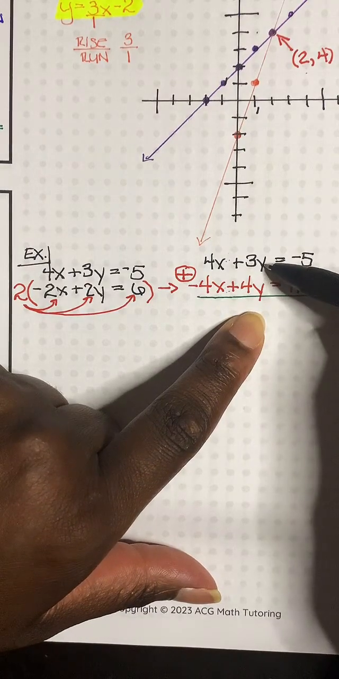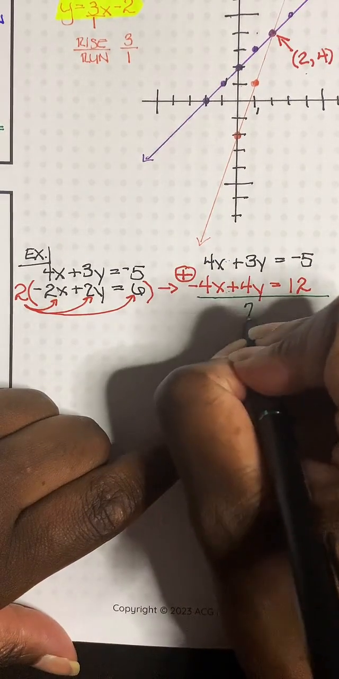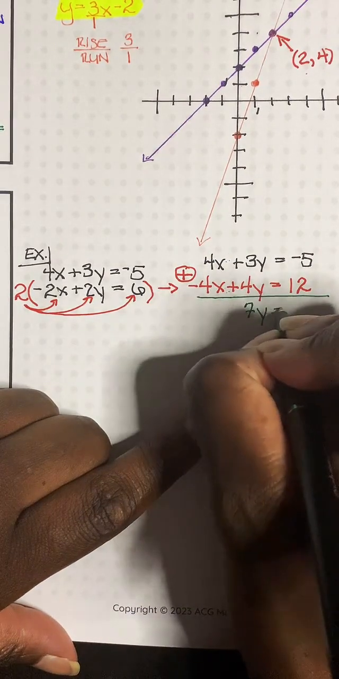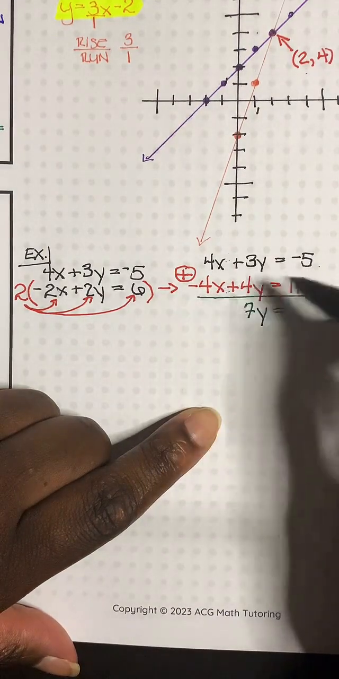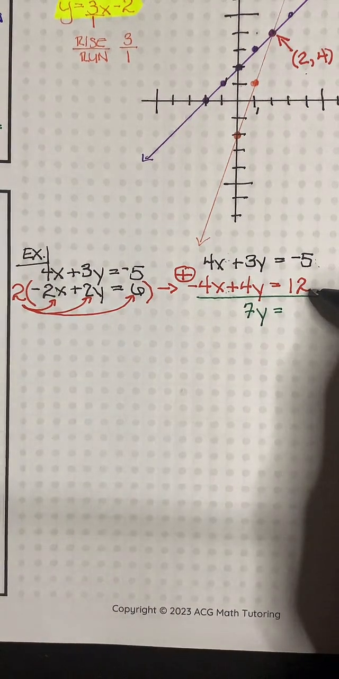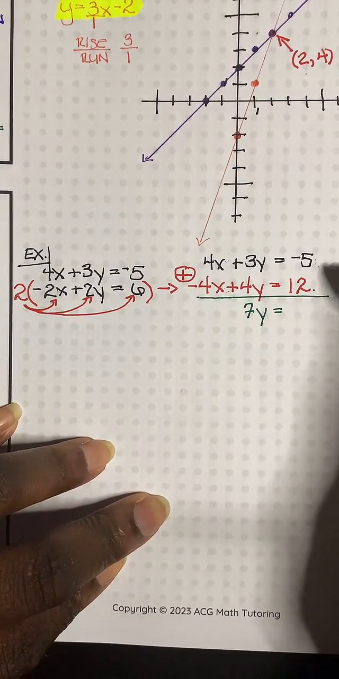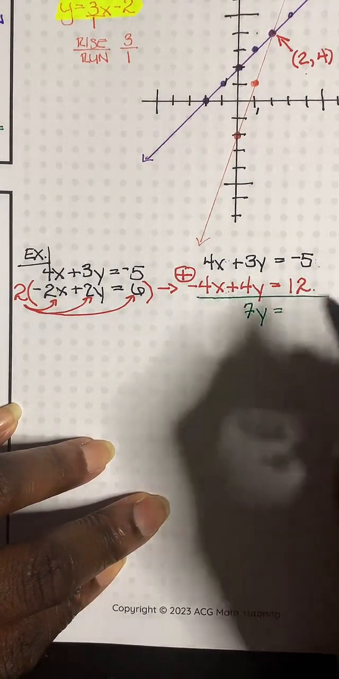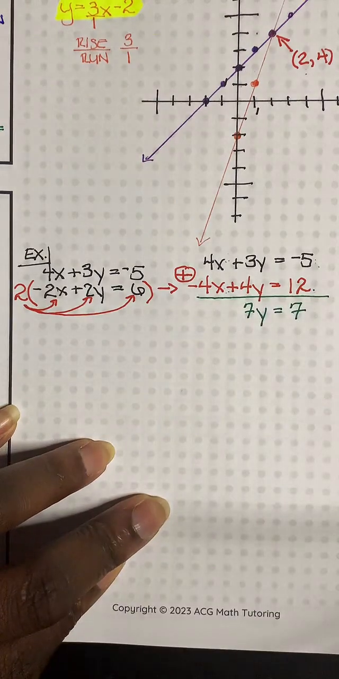So now we're doing 3y plus 4y. That gives me 7y. And we have negative 5 plus 12. When the signs are opposite, you're subtracting. When the signs are the same, you're adding. So if the signs are different, I'm subtracting. So it's like 12 minus 5. That will give me a positive 7.